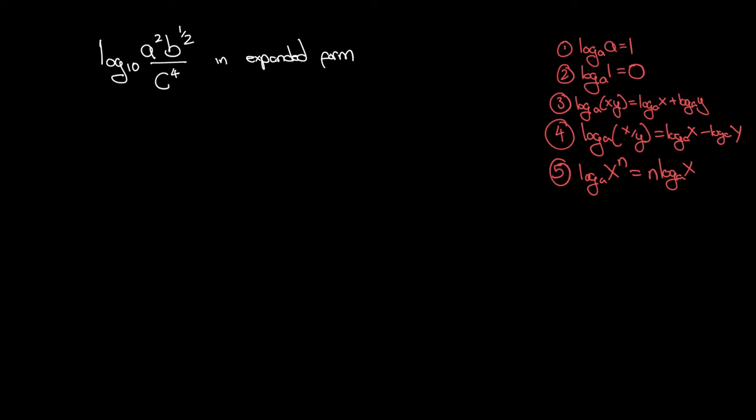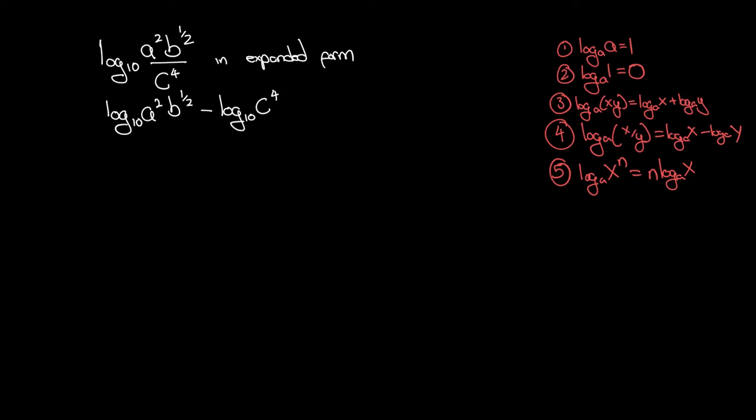All right, let's take a look at this next question. We're going to try to see if we can expand this particular expression. So we have the log base 10 of a to the power of 2, b to the power of 1/2, divided by c to the 4th. Let's see what we've got. We first know we have division, so we're going to subtract those two from each other. That's going to be the log base 10 of a to the power of 2, b to the power of 1/2, minus the log base 10 of c to the 4th.